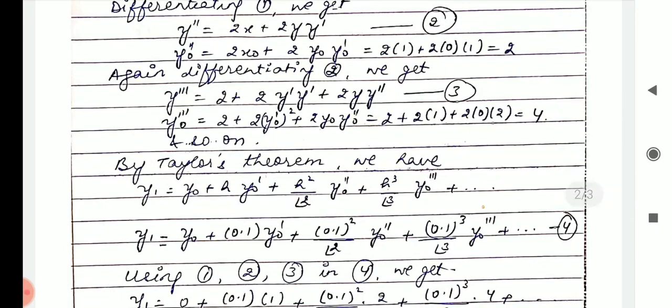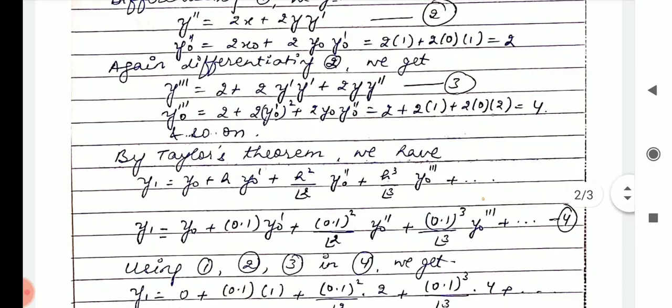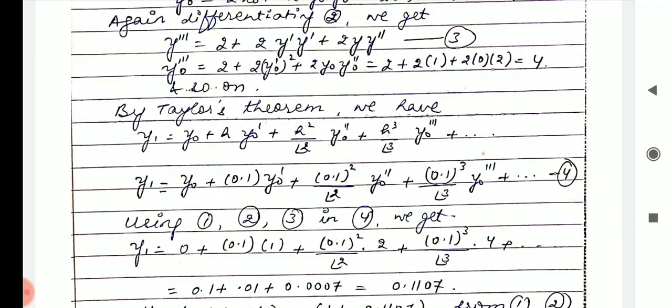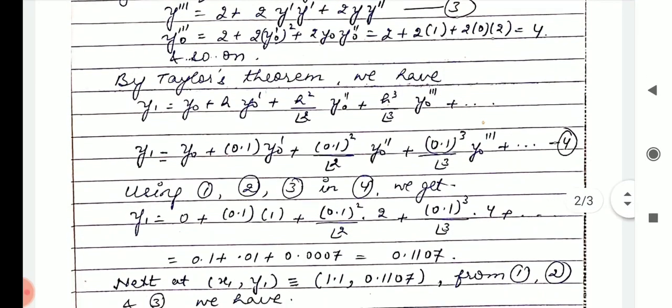Again differentiating (2), differentiation of y double dash is y triple dash, this third derivative. Differentiation of 2x is 2. Differentiation of 2y y dash, we have applied the uv form over here. So differentiation of y is y dash, so it is 2y dash y dash, and differentiation of y dash is y double dash, so it is 2y y double dash. We have again substituted the values and calculated at x naught comma y naught, so we get the value of y naught triple dash as 4 and so on.